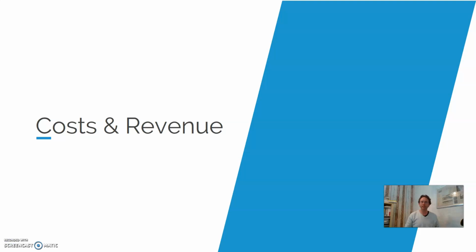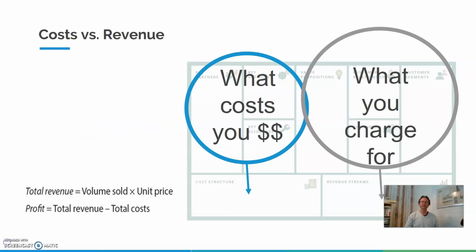Let's have a better look at cost and revenue once more. The difference between cost and revenue determine the gross margin. The net selling price of a product minus the cost of the product sold. So what costs your product and what do you charge for it? Total revenue, volumes sold, times unit price, and the profit is total revenue minus total cost. So at the end of this tutorial, you'll be able to establish if your business model actually can make a profit.